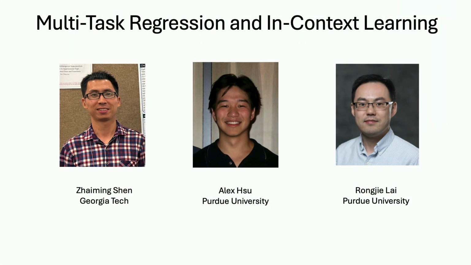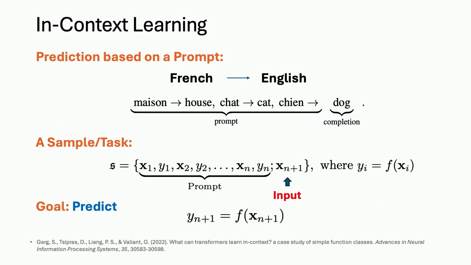So after this, I'm going to talk a little bit more about the multitask regression. This is collaborated with Rongjie's student, and Zai Ming, who is going to give a poster in the afternoon. So moving beyond a single function to multi-function, we're going to consider in-context learning.